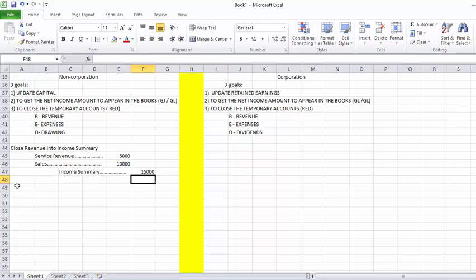Then the second closing entry is we want to close our expenses into income summary.